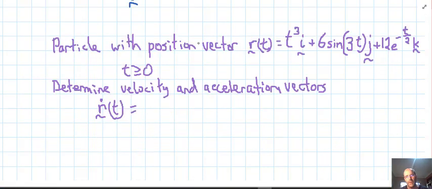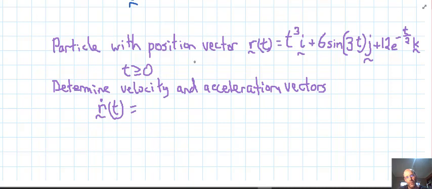Okay, here's a mid-level example, perhaps. A particle with a position vector given there. It's 3 dimensions, and it's deliberately done there to give your differentiation a little bit of a workout. Hopefully you're familiar with there's a cubic there, there's a sine function, trig, and then there's a base e exponential. So hopefully you've looked after your calculus before now. So we have to determine the velocity and acceleration vectors, and t is at least 0.